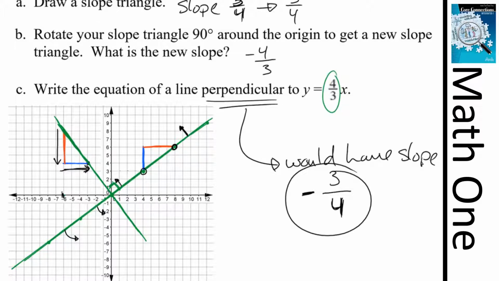So that is the slope of a line that's perpendicular to the line y equals 4/3.